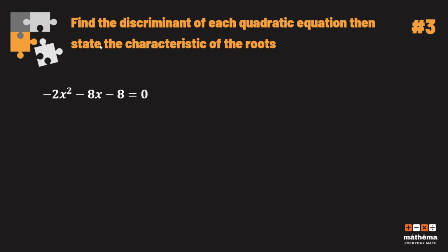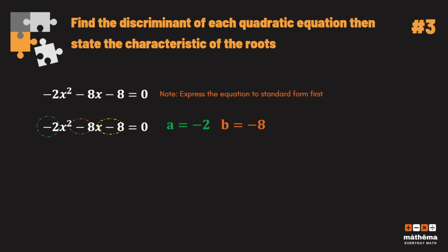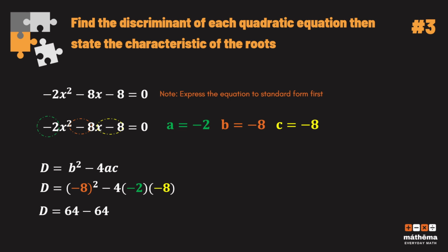The equation is negative 2x squared minus 8x minus 8 is equal to 0. There's no need for us to express this one in standard form because it's already in standard form. So we'll proceed in identifying our a, b, and c. Our a is a negative 2, our b is a negative 8, our c is also negative 8. So we will again substitute our a, b, and c to our discriminant. d is equal to b squared minus 4ac. Negative 8 squared minus 4 times negative 2 times negative 8. That will give us 64 minus 64, and that will give us 0.